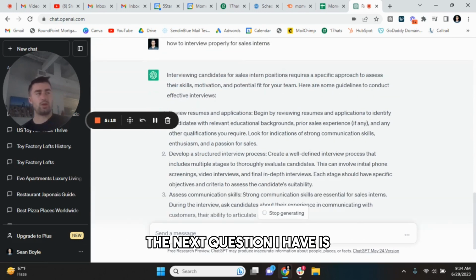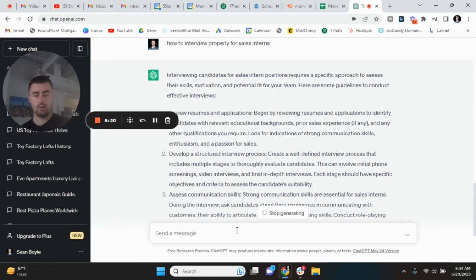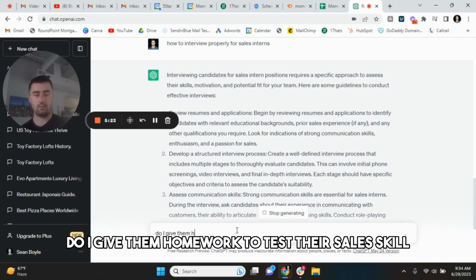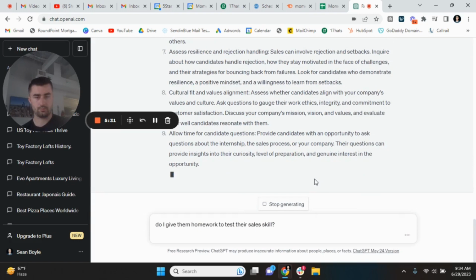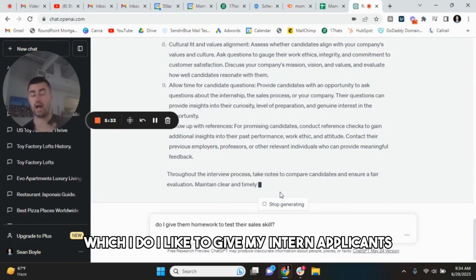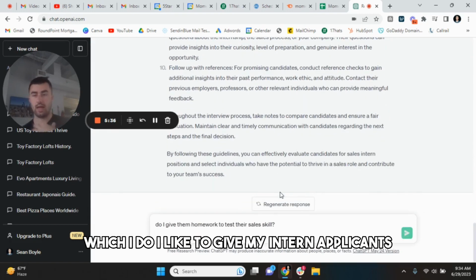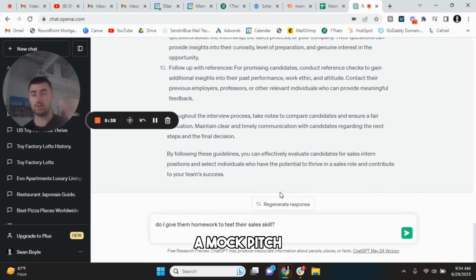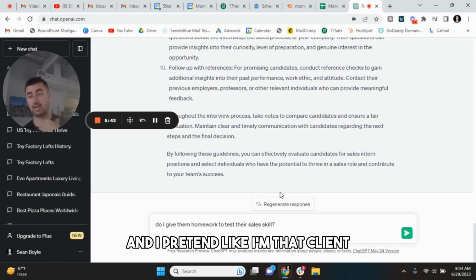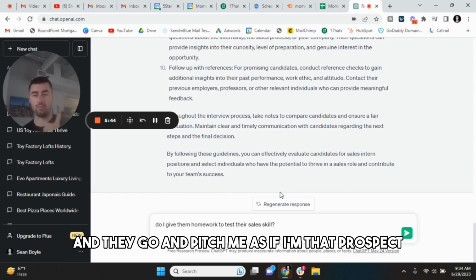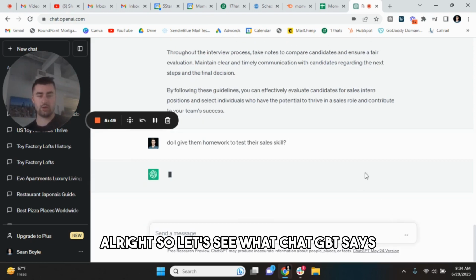And it's going to quite literally spit out what exactly to do. The next question I have is, do I give them homework to test their sales skill? Which I do. I like to give my intern applicants a mock pitch, a mock trial, where they create a script and I pretend like I'm that client and they go and pitch me as if I'm that prospect, all right? So let's see what ChatGPT says.